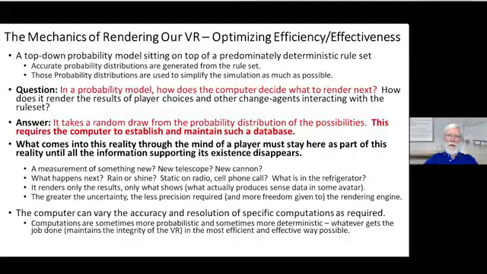Okay, so that's the idea of what I mean by a top-down probability model sitting on top of a predominantly deterministic rule set. By doing that, it can compute all of the things that have to happen here and compute them easily and quickly. It doesn't have to work from elementary particles up to the world to do it. But that creates a problem. And how it solves that problem turns out to be the key to how the wave function collapses.